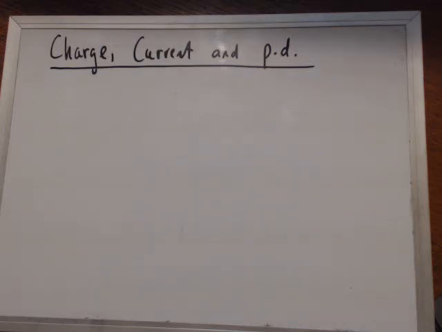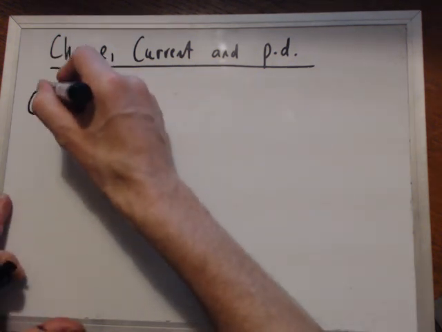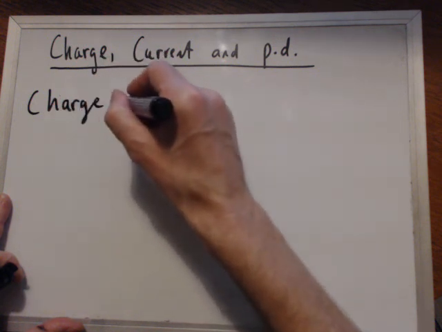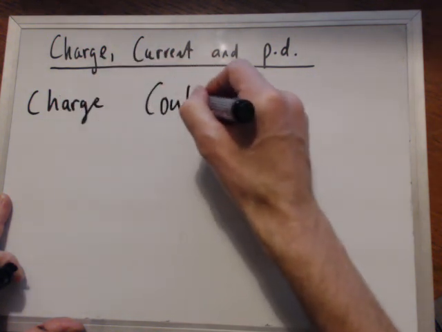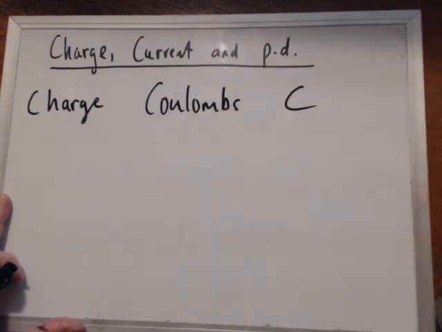Hello, in this video we'll start to look at charge, current and potential difference. Now, what is charge? Well, charge is measured in coulombs, denoted by the letter C.